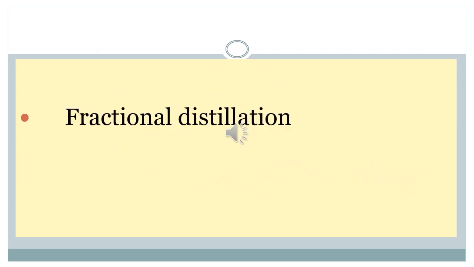Children, we have seen fractional distillation. This fractional distillation is used to separate the mixture of miscible liquids A and B, that means alcohol and water. Now, next we are going to see the next topic. We will see now.